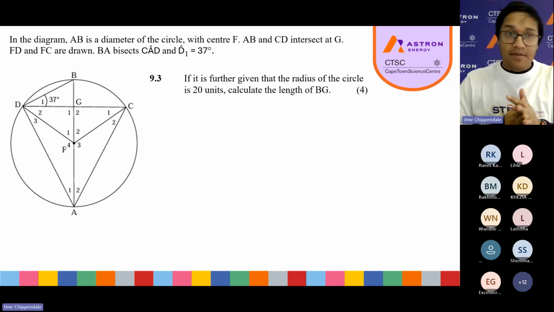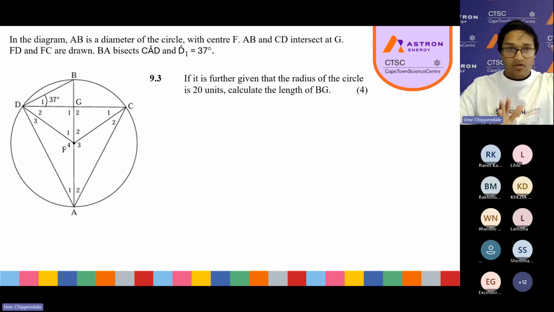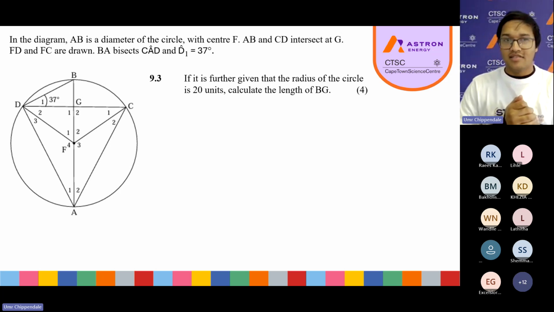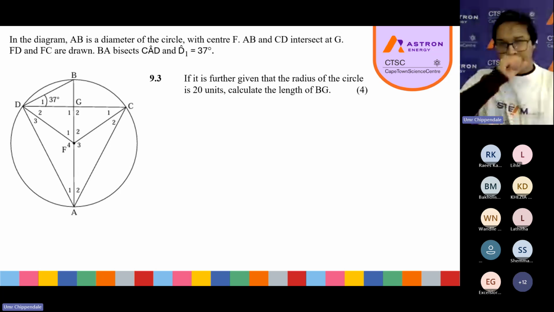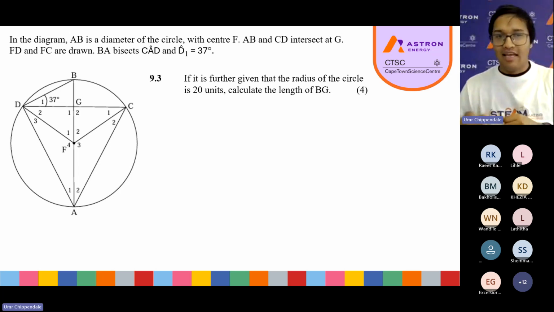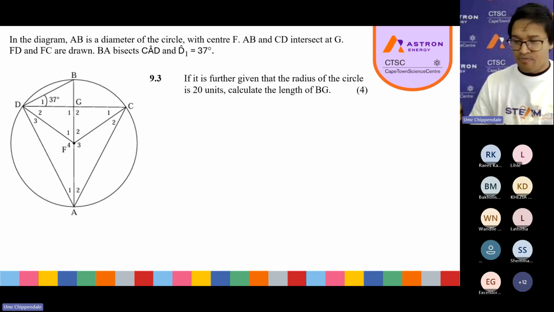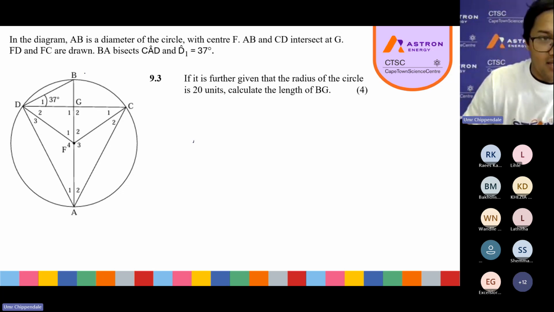But anyway, moving on to here, all the top parts are the same. 9.3 states: it is further given that the radius of the circle is 20 units. Calculate the length of BG. So BG is this here.